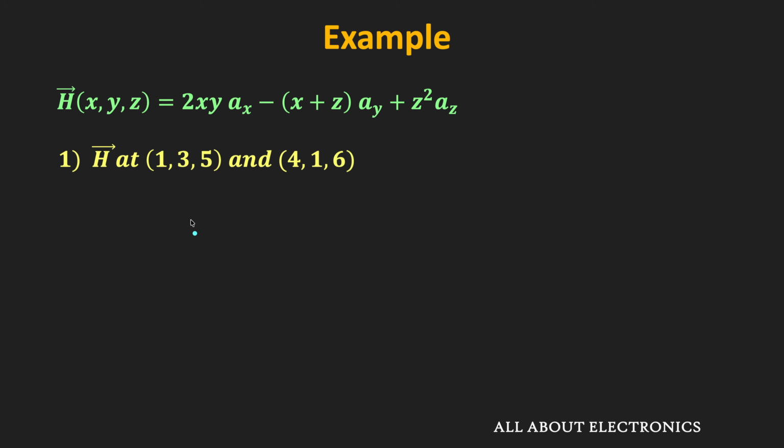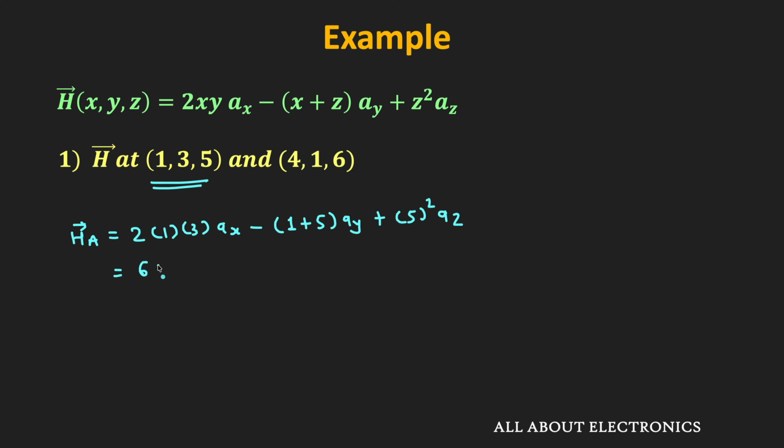First let us find the vector at this position, and let's call it HA. To find this vector, we will put these values of x, y and z. If we put these values, then HA will come out as 2 times 1 times 3 times ax minus 1 plus 5 times ay plus 5 square times az, and that is equal to 6ax minus 6ay plus 25az. So this will be the vector at the position (1, 3, 5).